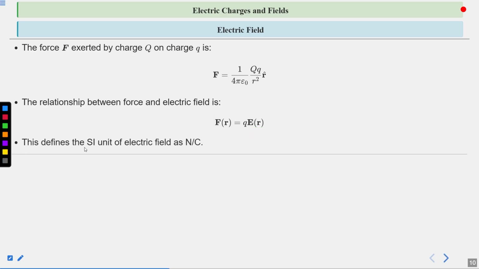This defines the SI unit of electric field as Newton per Coulomb. Newton per Coulomb is the SI unit of electric field. Let's calculate. So here E of r is equal to what? E of r is equal to F divided by q, and the unit of force is Newton and the unit of charge is Coulomb. So it will become Newton per Coulomb.